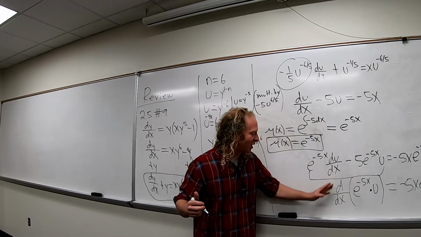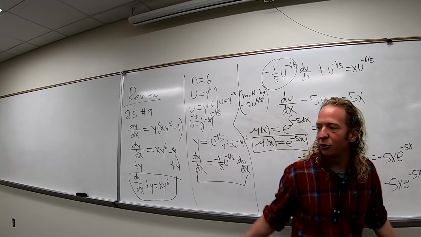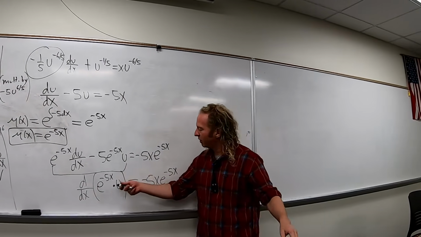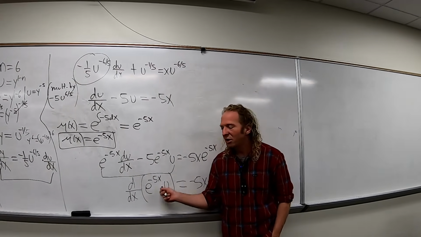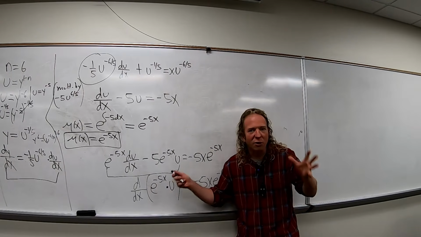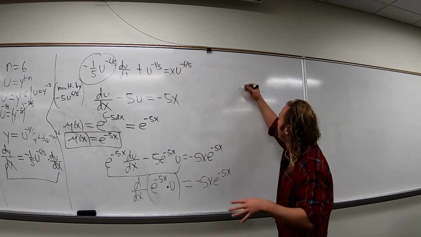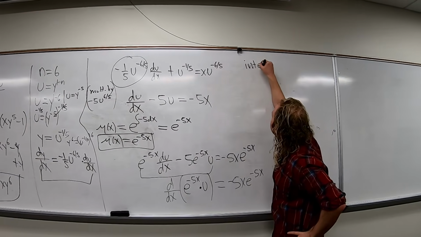So now, to get rid of the d/dx, what do we have to do to both sides? Integrate. Everyone okay with this piece? You just memorize it. It's always mu of x times u. So integrate both sides. I'm just going to put integrate.